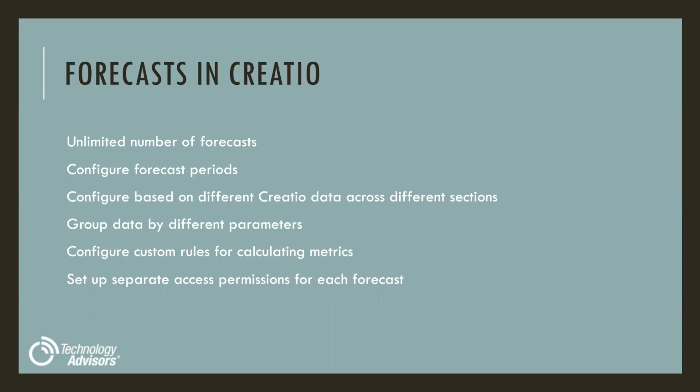If there's too many entities to show as a plain list, you can group them using different parameters. For example, you can group customer accounts by location, region, cities, and a forecast can have up to 10 grouping criteria. You can configure custom rules for calculating metrics. And last, you can set up separate access permissions for each forecast and restrict access to a forecast for specific roles and/or users.